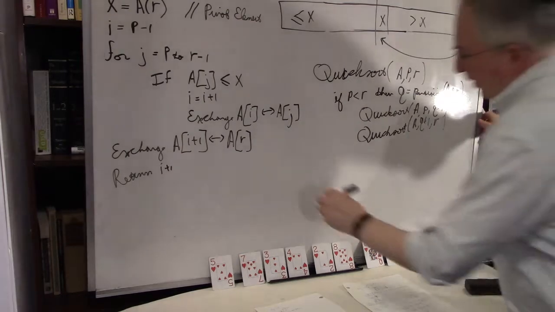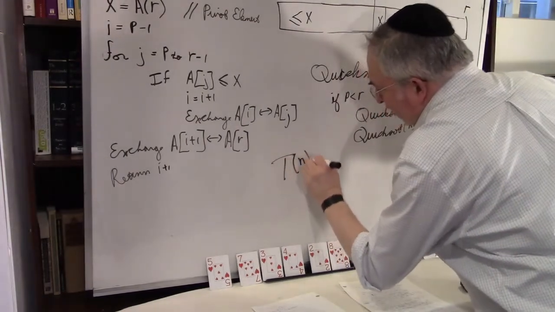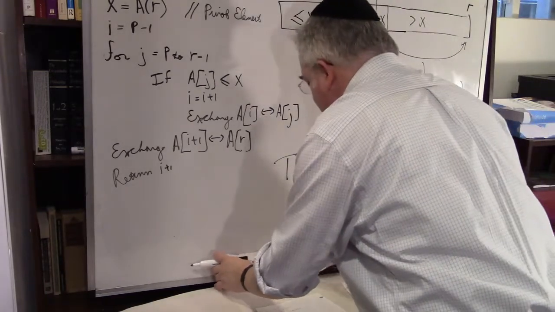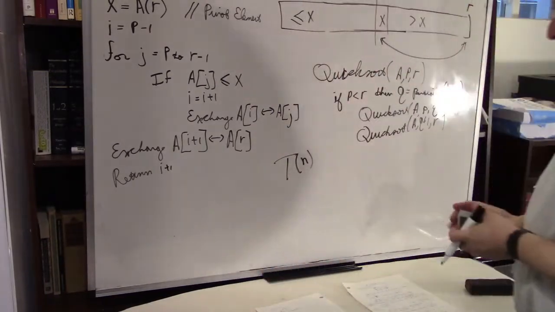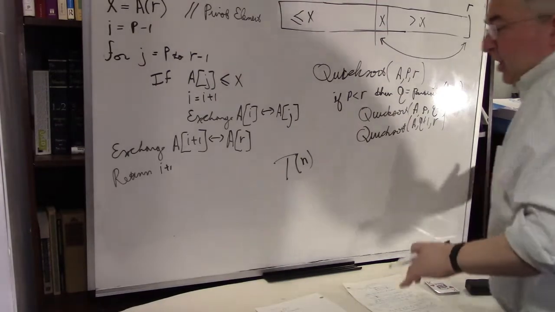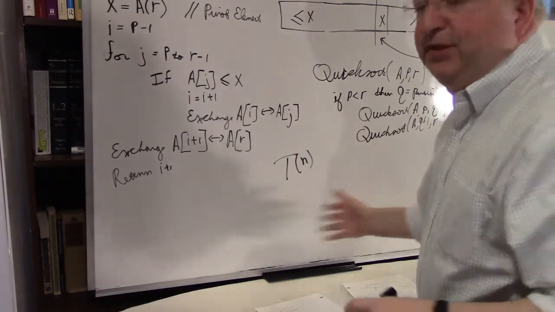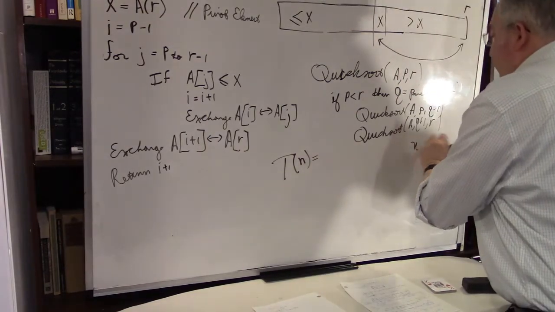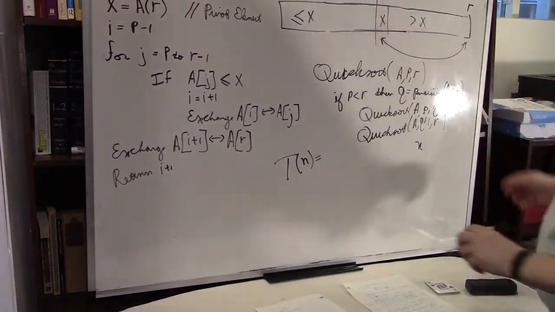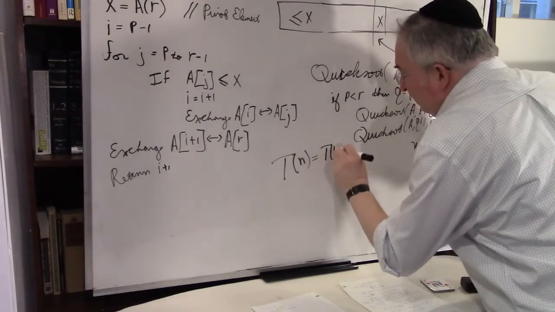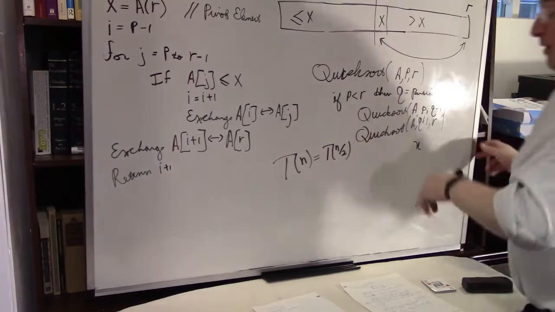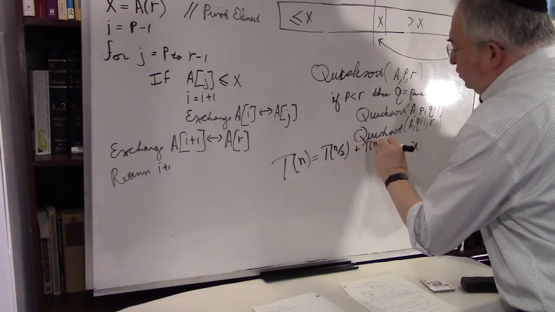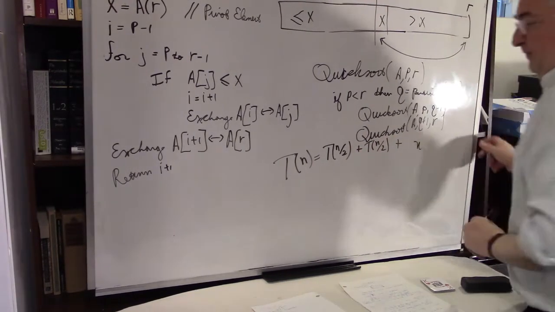Okay, how much work is done? Very simple. On average, well, it depends how much you pivot, how much you split it into. So let's see what happens in a good case. In a good case, you'll pivot around something somewhere in the middle. You'll do n operations in order to partition, and then you're going to have T of n over 2 for the left side, plus T of n over 2 for the right side.